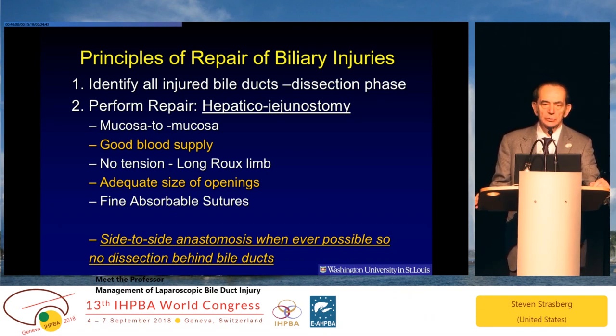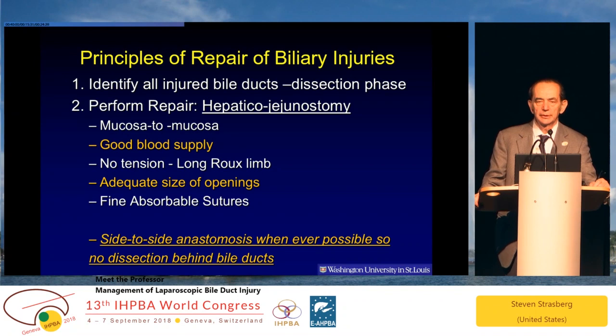So you can do a choledochoduodenostomy, but you have to mobilize the duodenum and make sure it's not under tension. Of course, if you have an injury above the confluence of the right and left bile ducts, then it's hard to put the duodenum up there. It can be done, but you have to do it without tension. So if you have any other questions, I'll answer them now, or I'll turn it over to Dr. Fingerhut.